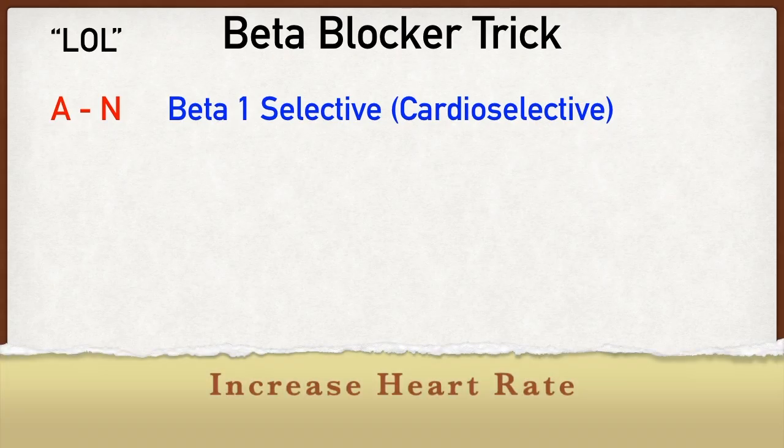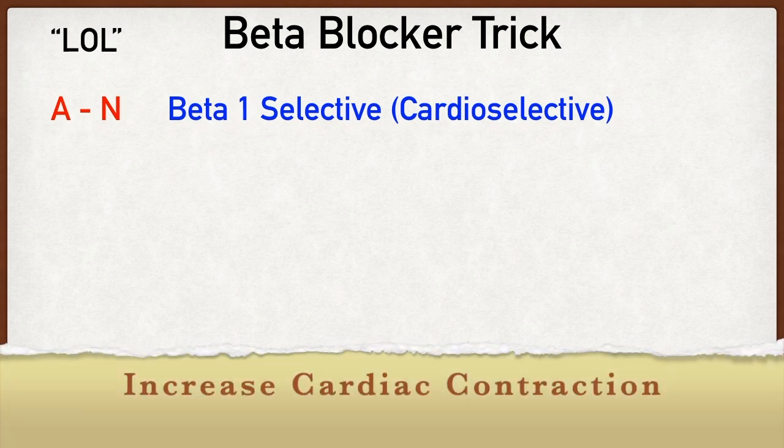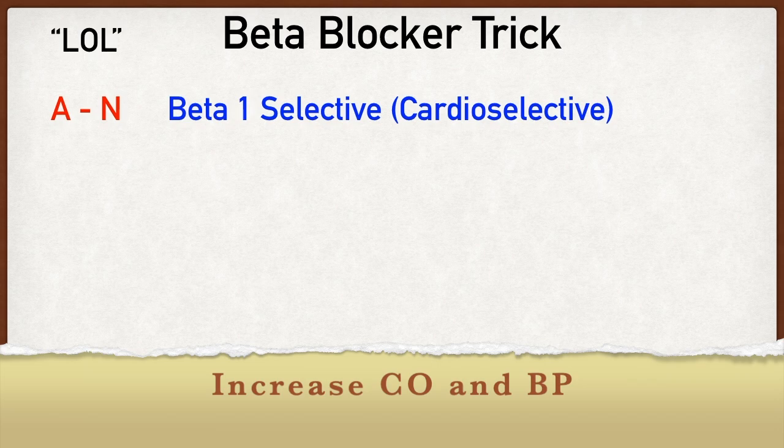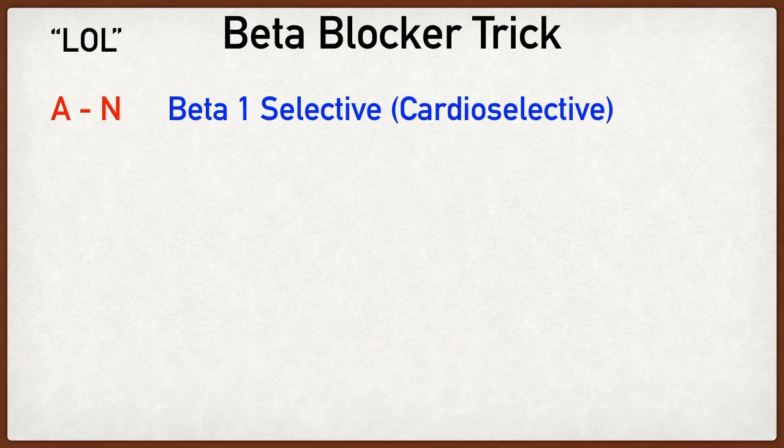Beta 1 receptors are also located on the cardiac myocytes that contribute to cardiac contraction and squeeze of the muscle cells. So by increasing that heart rate and cardiac contraction, we're going to increase cardiac output, which will increase blood pressure. And that's why beta blockers can be used to control high blood pressure.